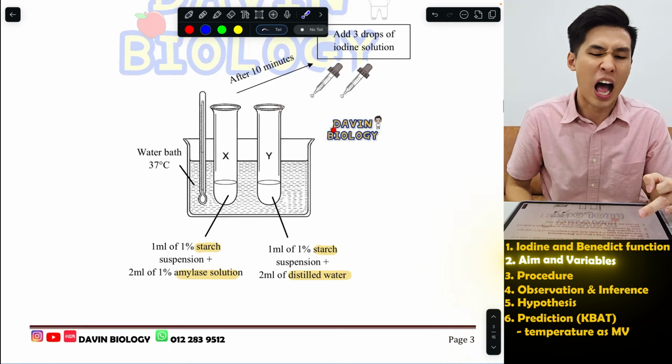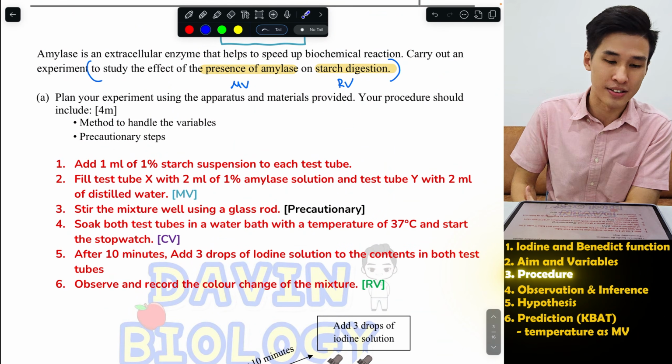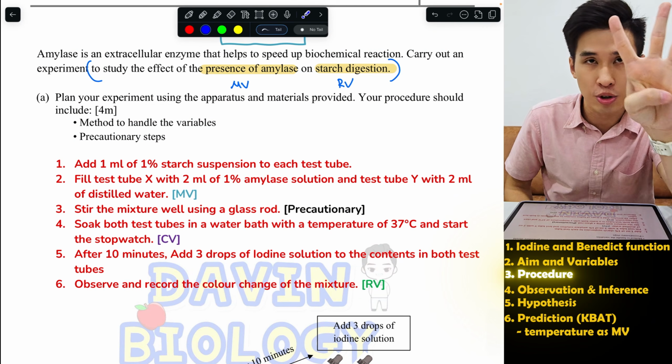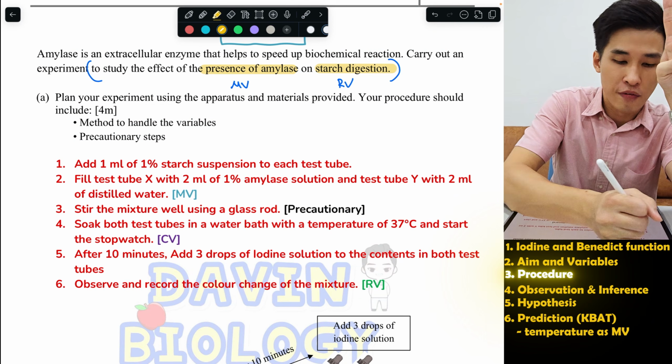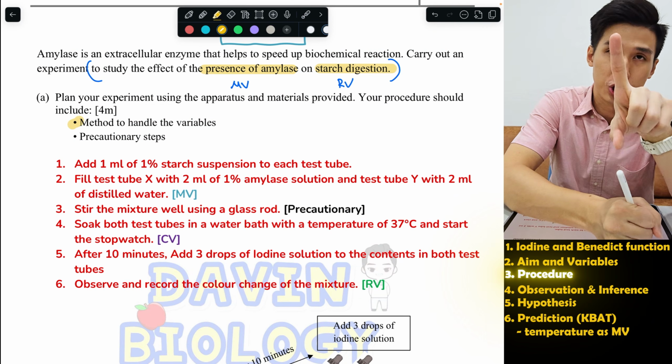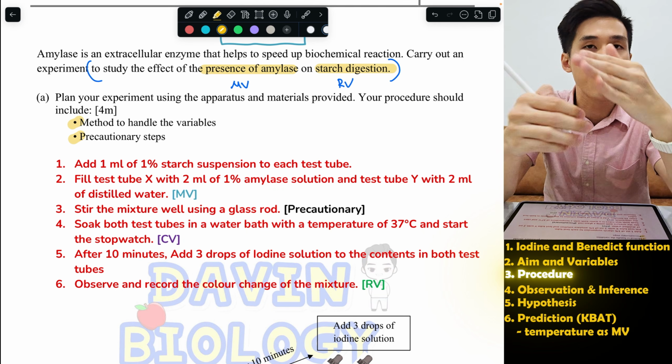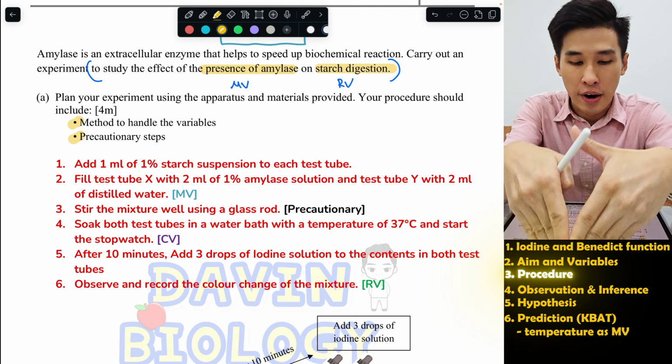Okay, so now, how do I write the procedure if it's unguided? For the procedure, there are 4 things you need to write: 3 methods to handle the variables that you just mentioned, and 1 precautionary step. Precautionary step means how do you improve the accuracy of your experiment.